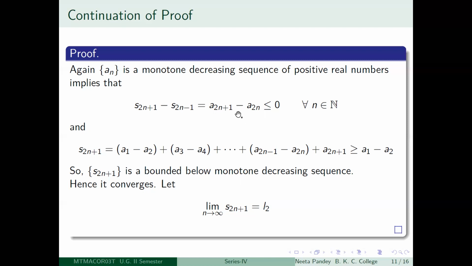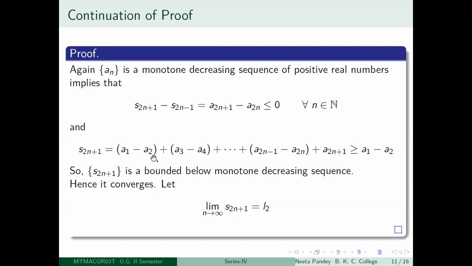And secondly, you want to say that it is bounded below. So how will you do that? You just write down what is S2n plus 1. That is A1 minus A2 plus A3 minus A4 plus etc. plus A2n minus 1 minus A2n plus A2n plus 1. The way we had, all the odd terms were positive and the even terms had a minus sign in front of them. Now you arrange it like this.